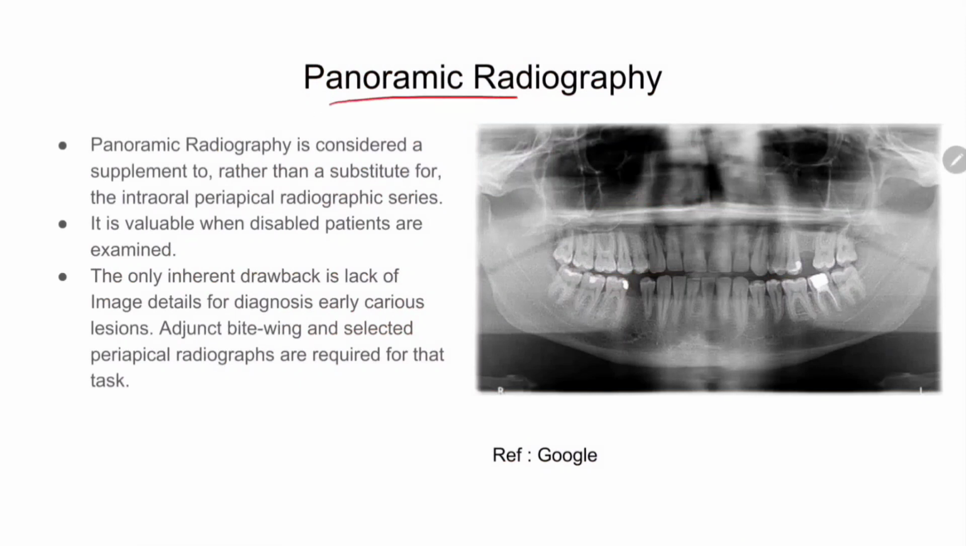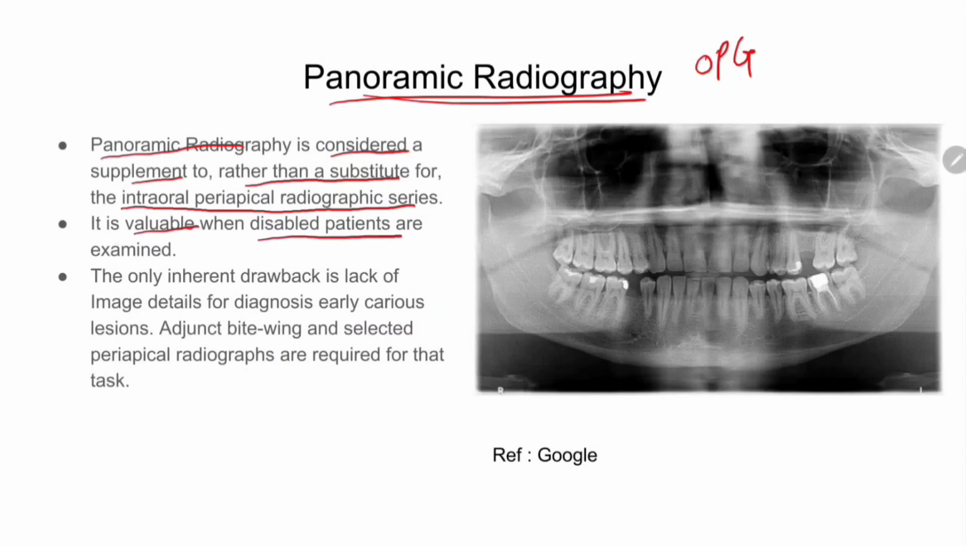Next is panoramic radiography. In this, mostly we are using OPG. So panoramic radiography is considered a supplement to, rather than a substitute for, the intraoral periapical radiographic series. It is valuable when disabled patients are examined, like OSMF patients. The only inherent drawback is lack of image details for diagnosing early carious lesions. Adjunct bitewing and selected periapical radiographs are required for that task.